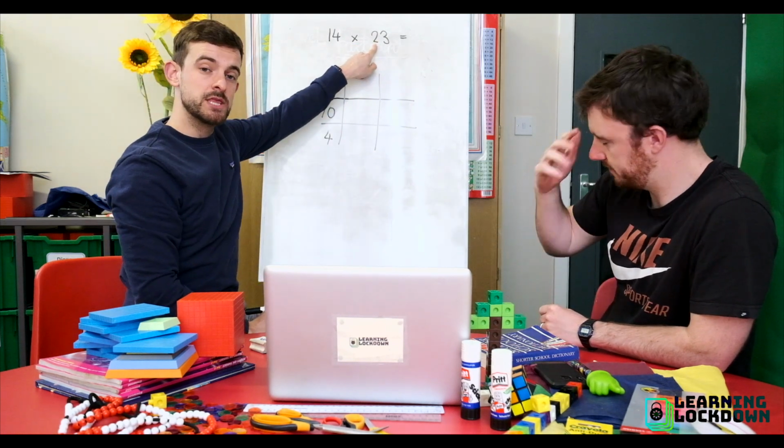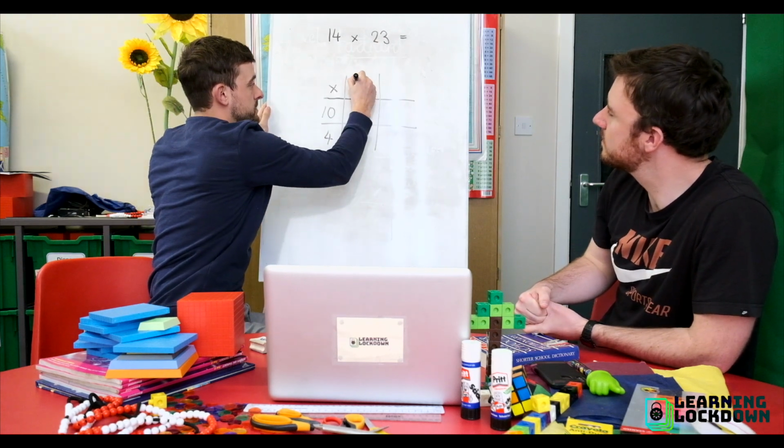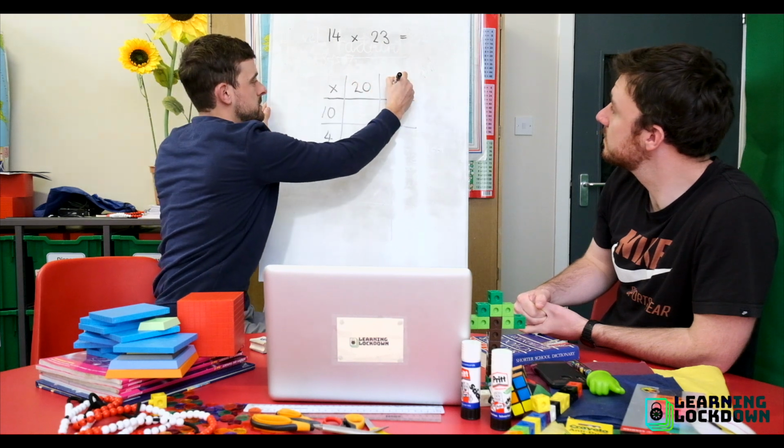Then I'm going to take my number 23, and I'm going to break that down into 2 lots of 10, and this time it goes across the top. 2 lots of 10 and 3 ones.